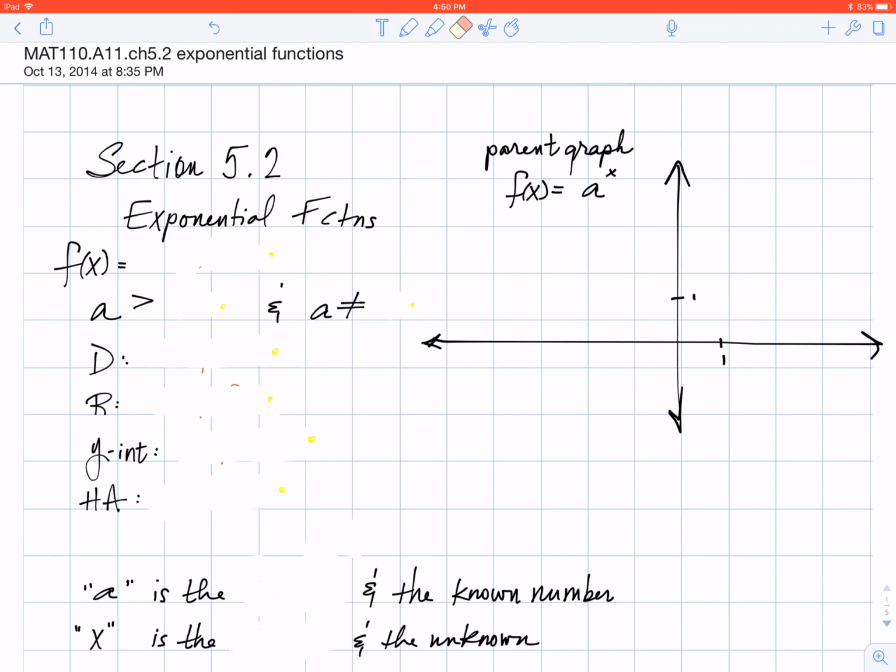This parent is called the exponential parent, and the equation of this parent is going to be a raised to the x power. The a has some restrictions on it. First of all, it has to be greater than 0, or we would say it has to be positive, and it also cannot equal the number 1. If it equals the number 1, 1 to any power is just 1, so that one would be really boring. So let's talk about the parent graph.